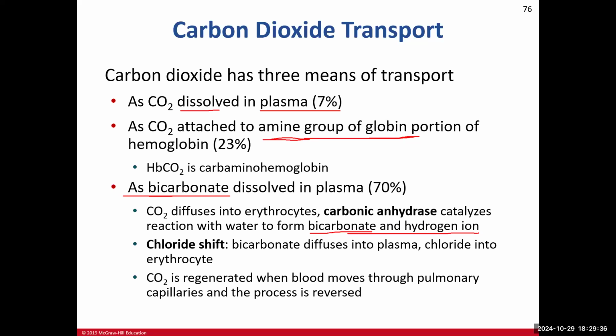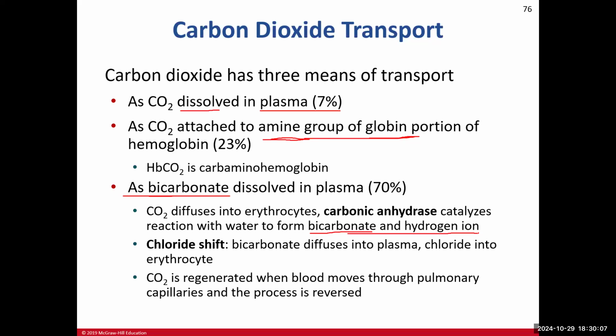Right? And as a result of this, we're going to see another molecule called chloride, Cl-, the negative sign there. We're going to see that chloride is going to move, depending on which way we're swinging this equation, either from the plasma into the red blood cell or from the red blood cell into the plasma. I'll show you this in a moment. Okay, so that's how we're going to transport it throughout the blood.